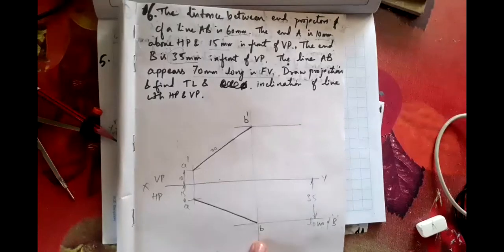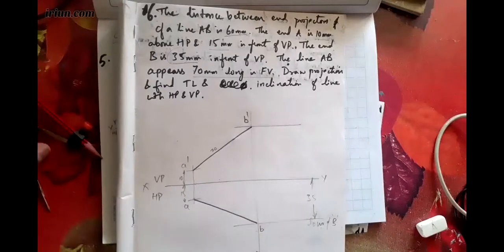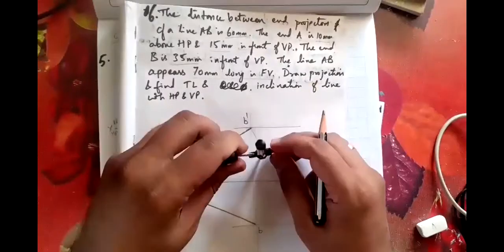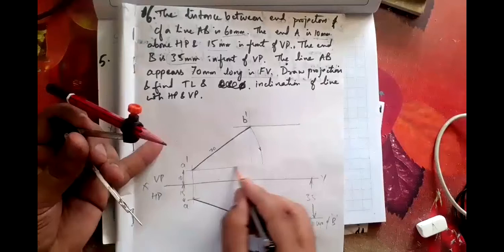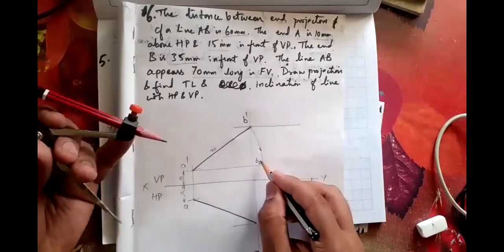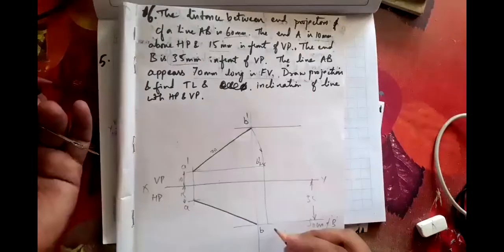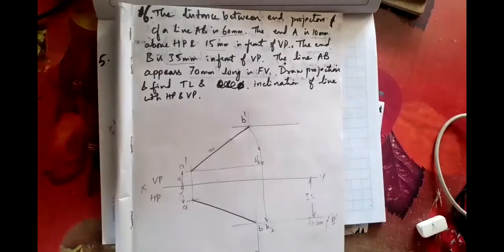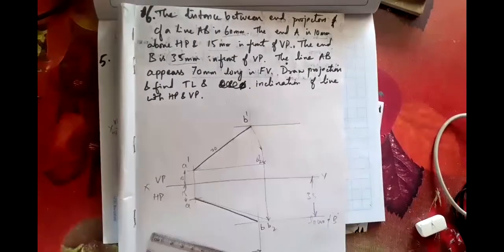Able to get it? Sometimes the angle will not be given, so now it is left to you. It is very simple. A dash B dash, we're rotating it back till here. I'll draw an arc and identify B2 dash. From B2 dash, I'll drop a projector towards HP where I get B2. Join A B2, you'll get the true length. How much is the true length?